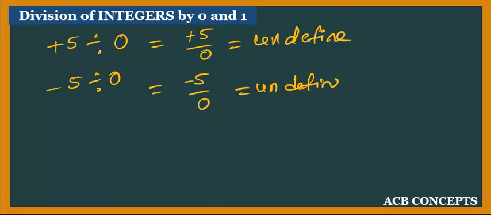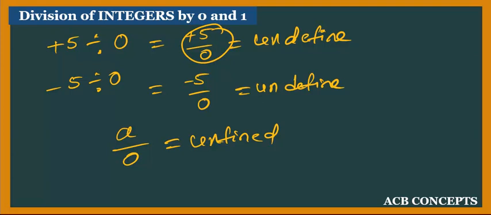So what do you conclude here? When any integer is divided by 0, you will get undefined, that means not defined, no proper answer. How do we know this? Here plus 5 is the dividend, 0 is the divisor, and we are going to find the quotient, which when multiplied with the divisor gives the dividend.